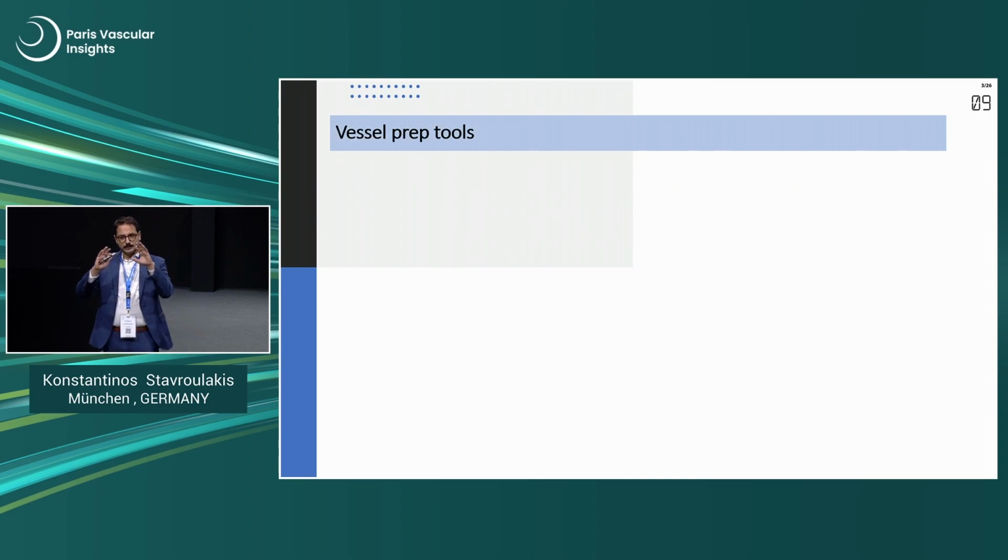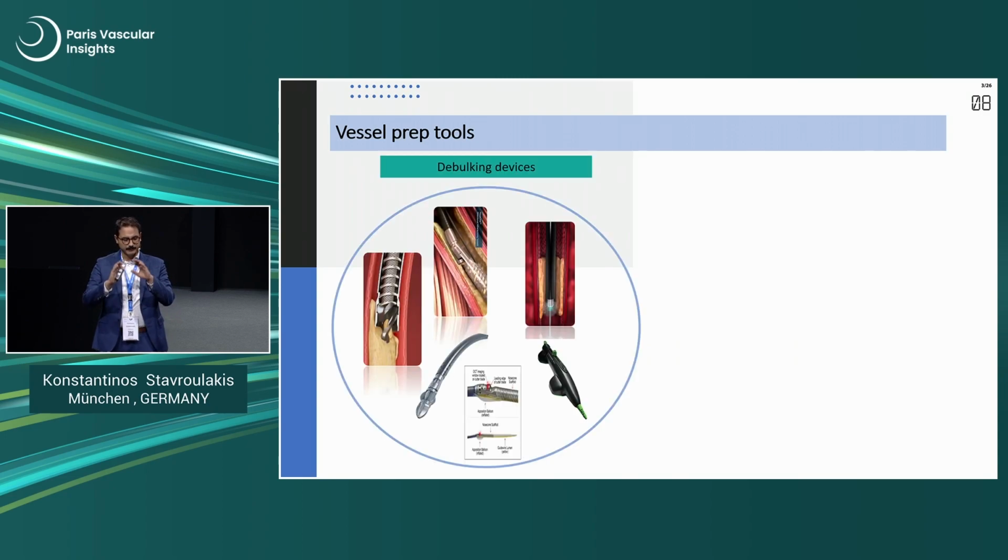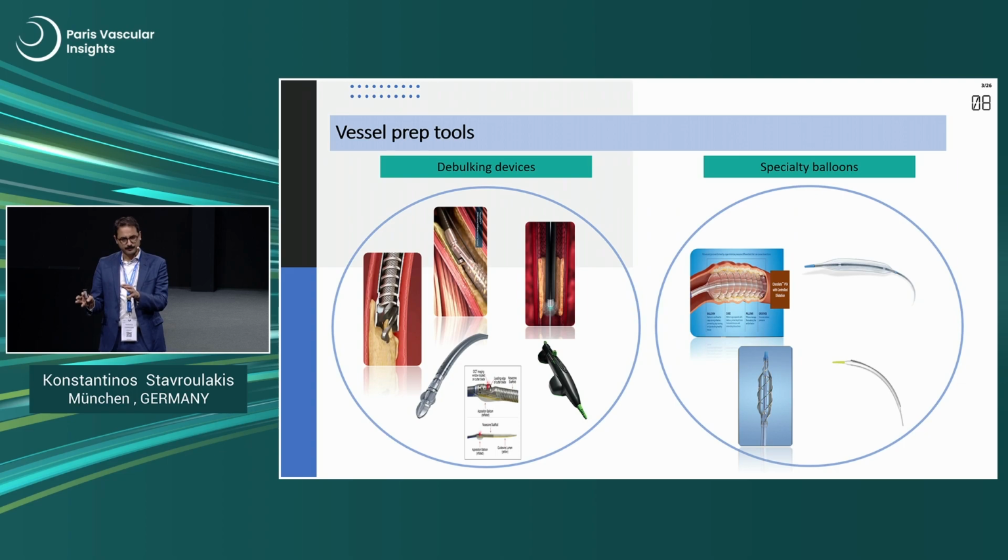So when we want to categorize the vessel prep tools, first of all, there's the family of debulking. We have many different atherectomy catheters: laser atherectomy, rotational atherectomy, directional atherectomy, OCT-guided, orbital atherectomy. And then we have the specialty balloons. These can be scoring balloons, cutting balloons, high-pressure balloons, and many different balloons. So these are the first two categories of vessel prep tools.